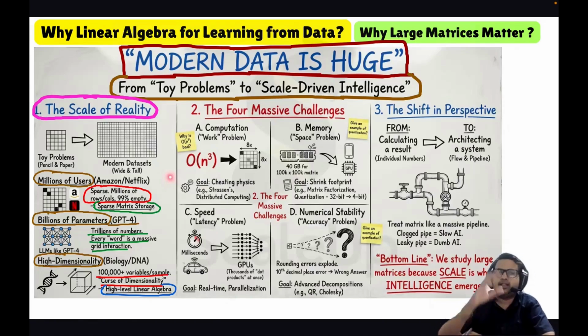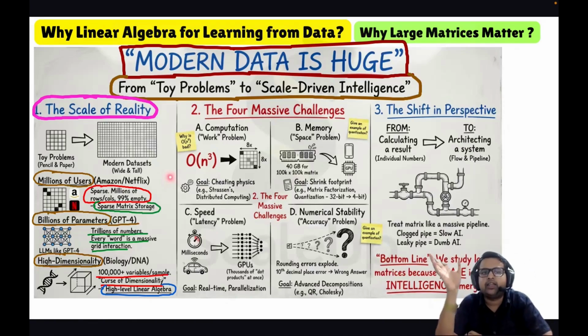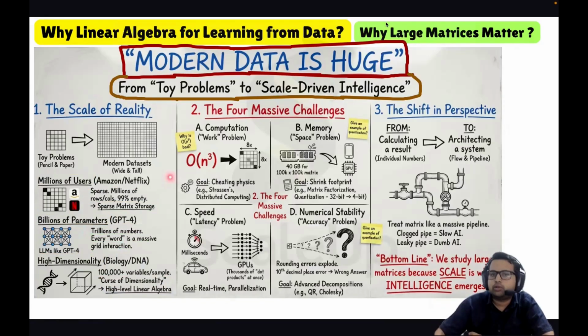So now it's very clear, if we talk about the scale of reality, the real world where we live in, the systems are dealing with millions of users, billions of parameters, and high dimensionality. And linear algebra is playing a role. And also, we are realizing the importance of large matrices. Why do we need large matrices?